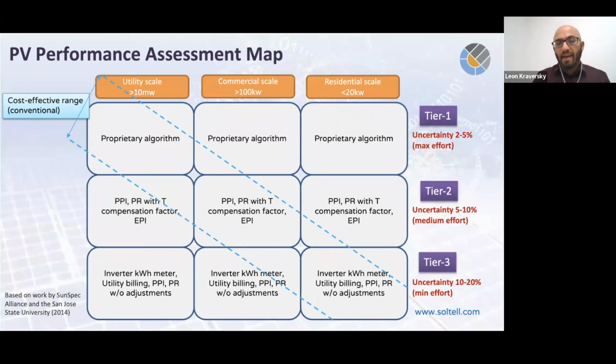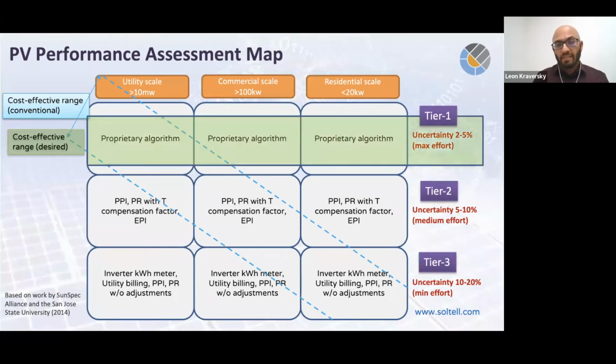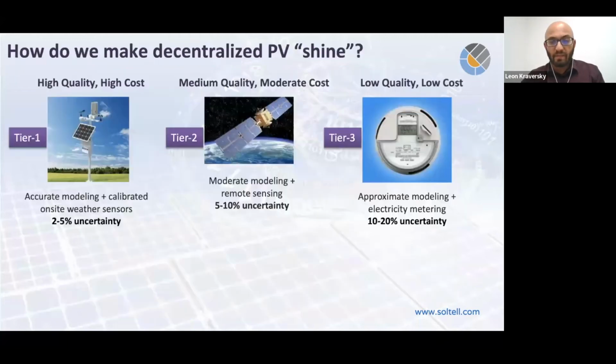Now we see a diagonal blue dashed line, and this is the cost-effective range, which is conventional. And this is the reality we're facing today. But actually what we would like to see is to bring the ability to assess performance for commercial and residential scale to the same tier as is done for utility scale. And we must do it at sufficiently cheap cost to make it feasible. Next slide, please. So let me summarize.